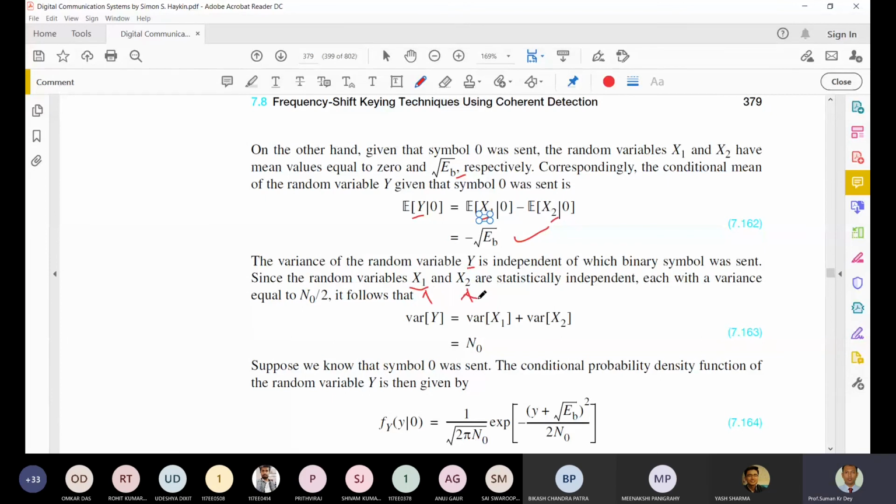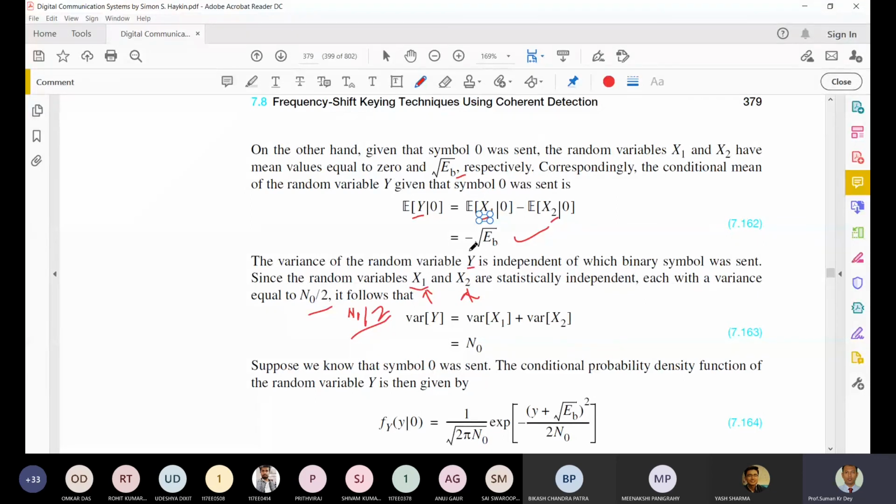Since x1 and x2 are the noise, we know the power spectral density for the noise is equal to N0 by 2. This is the property of additive white Gaussian noise. So in the AWGN channel, when we talk about the Gaussian noise, that is the variance for these random variables x1 and x2.